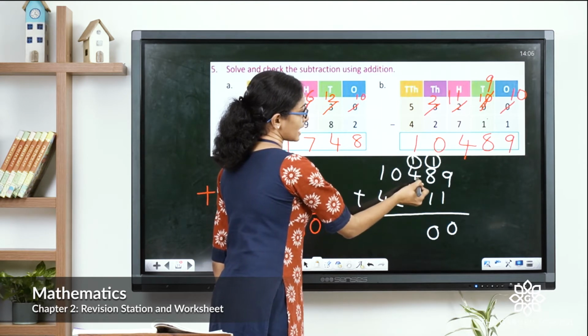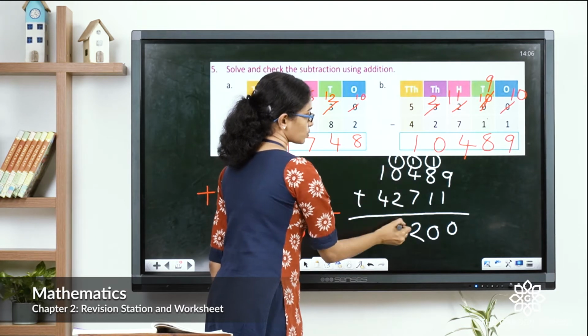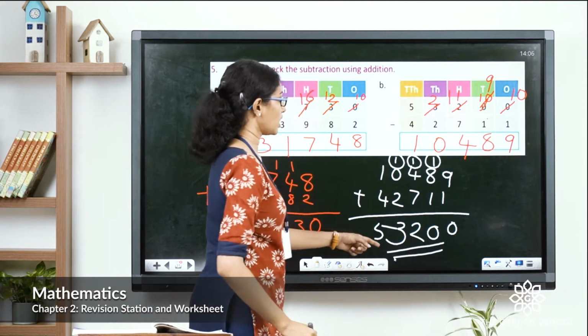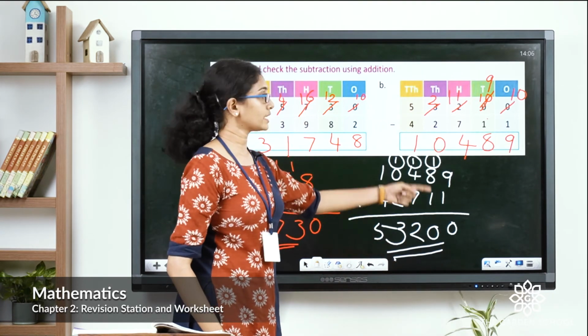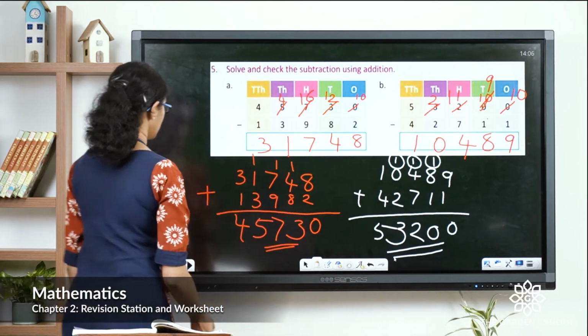7 plus 4, 11, plus 1, 12, carry over 1. 2 plus 0, 2, plus 1, 3. Now 4 plus 1 is 5. So we got 53,200, which is the minuend. So the subtraction was done correctly.